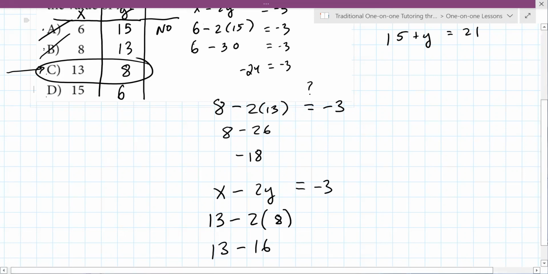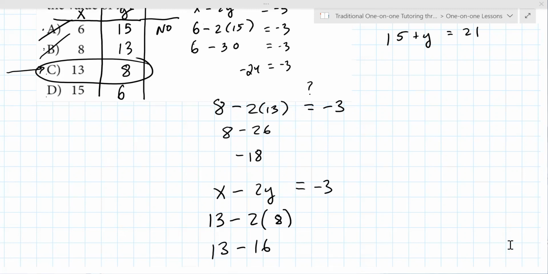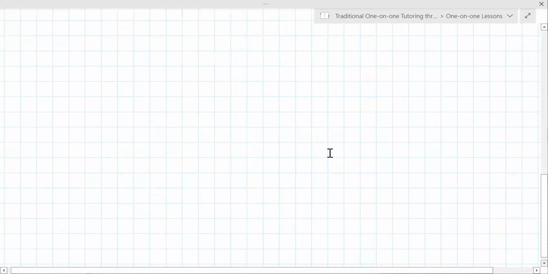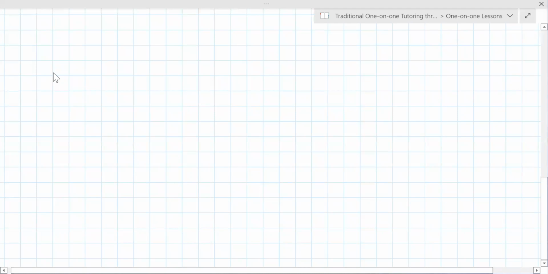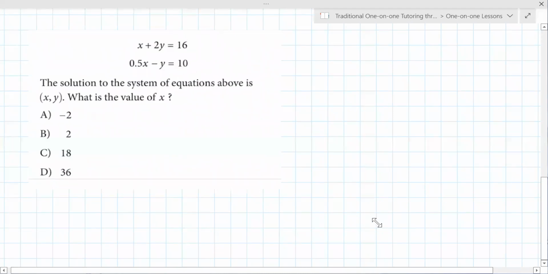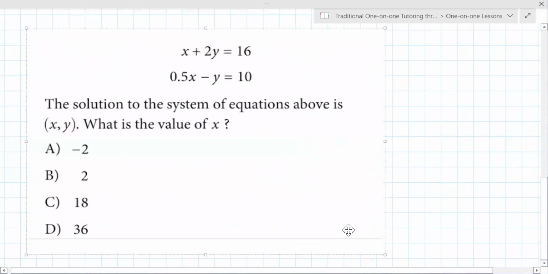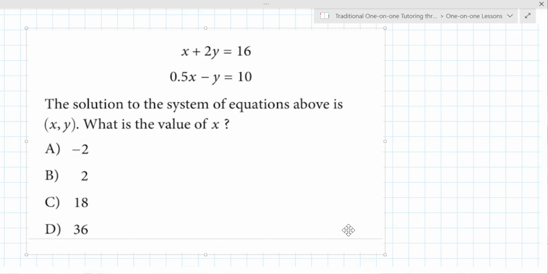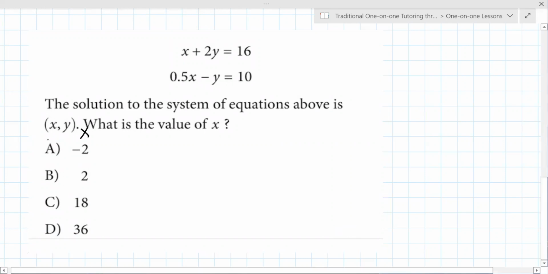I'm going to put another question in front of you. We're going to do the same thing. We're going to make a table and we're going to check it in the second question. Okay, so the problem says the solution to the system of equations above is x comma y. What is the value of x? So all of these answers are for x. Do you see that? They're all x values.